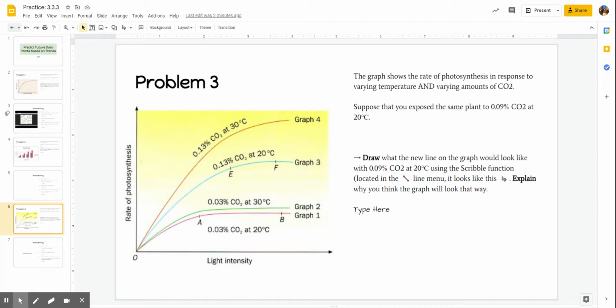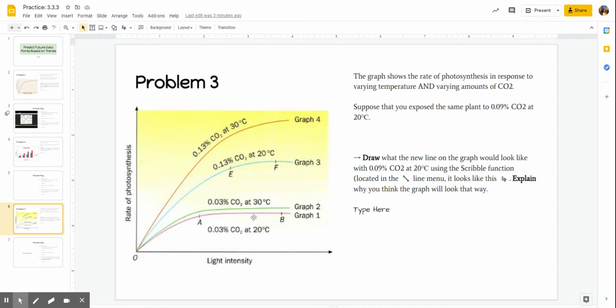So it says 0.09% carbon dioxide. 0.09 is between 0.03 and 0.13. So I'm thinking it's going to end up somewhere in the middle here. And then it says at 20 degrees Celsius. So I think it probably won't go super high, but maybe in the lower part. And again, I'm referring to the trends, right? So it's between these two amounts of carbon dioxide.